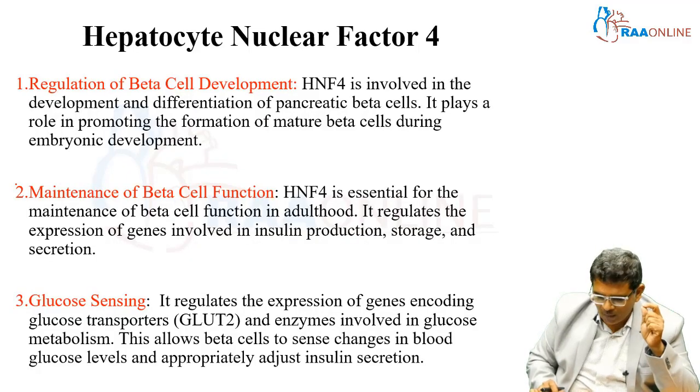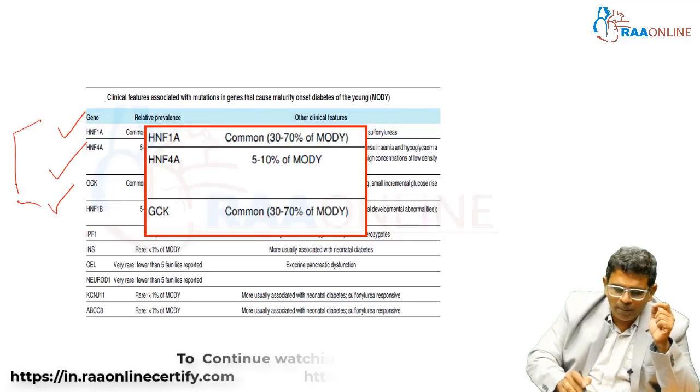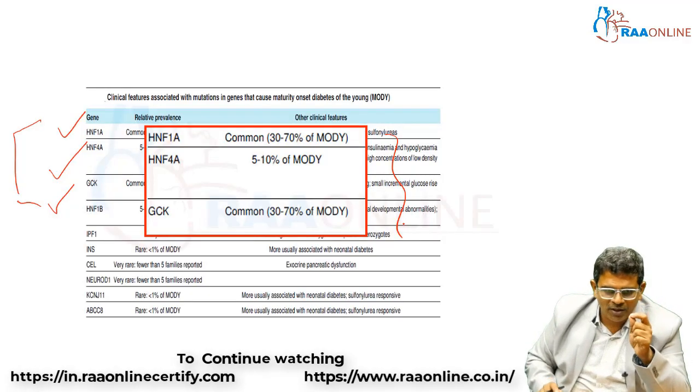So when we talk about the various types of MODY, we will briefly discuss these 3 types of MODY, which are very important. So the first, MODY 1, is HNF4 alpha.